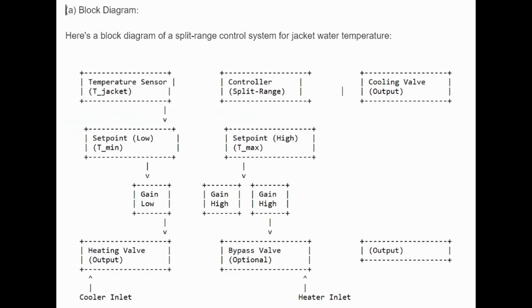A. Sketch a block diagram of a split range control system used to control the jacket water temperature of a main engine. B. Describe the operation of this system. A. Block diagram. Here is the block diagram of a split range control system for jacket water temperature.